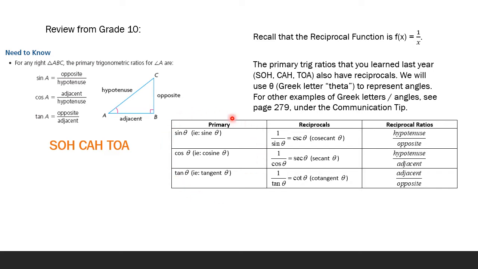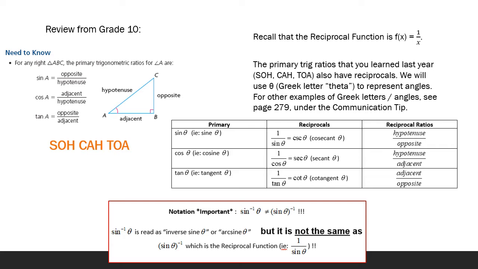So here we have our primary ratios from last year: sine, cosine, tan. Now if we flip sine over and make it 1 over sine, that gives us cosecant, the reciprocal of sine. If we take cos and flip it over, we get secant, and we flip tan over and we get cotangent. You're going to have to memorize these three words. Remember sine was originally opposite over hypotenuse, so its reciprocal is going to be hypotenuse over opposite.